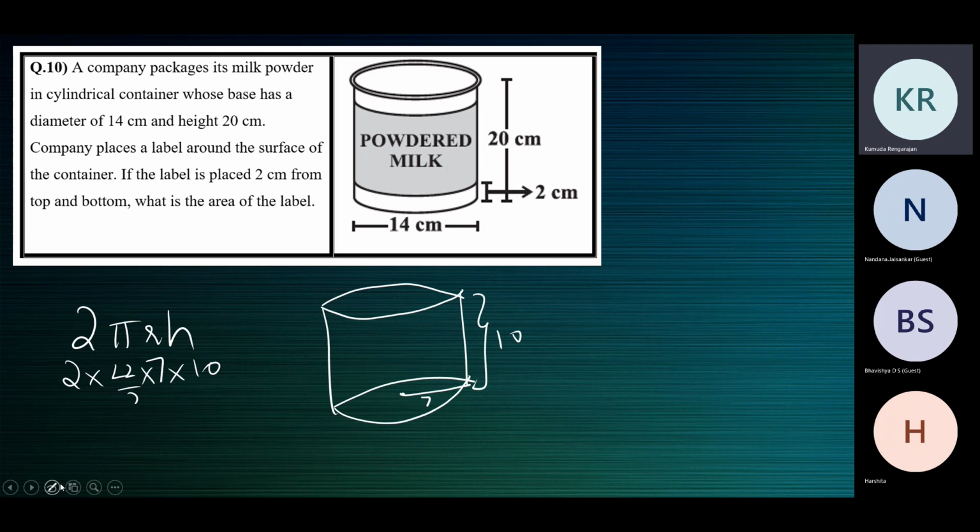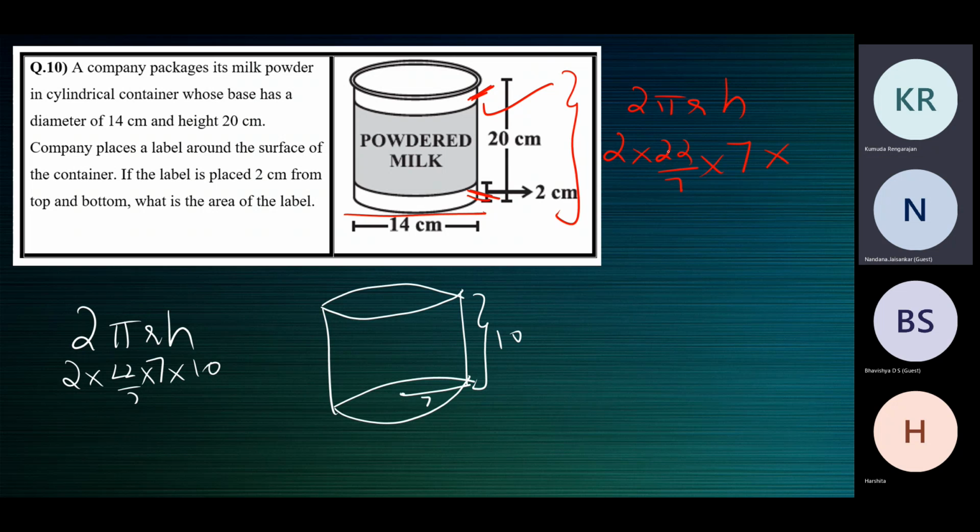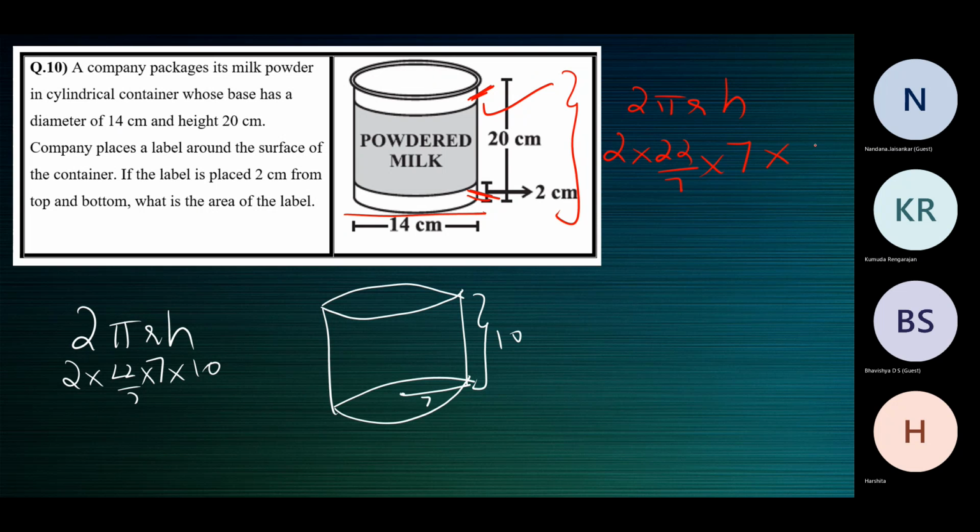Now, in this case, what you see above, what's happening here? From the top and bottom, they're leaving 2 centimeters. Top 2 centimeters and bottom 2 centimeters. So the area of paper needed will be 2 pi RH, but it's 2 into 22 by 7. Radius is 7 because diameter you can see is 14. So radius is 7 into height. In this case, the total height is 20, but 2 centimeters less here. So 20 minus 2 minus 2. So it will be 16.